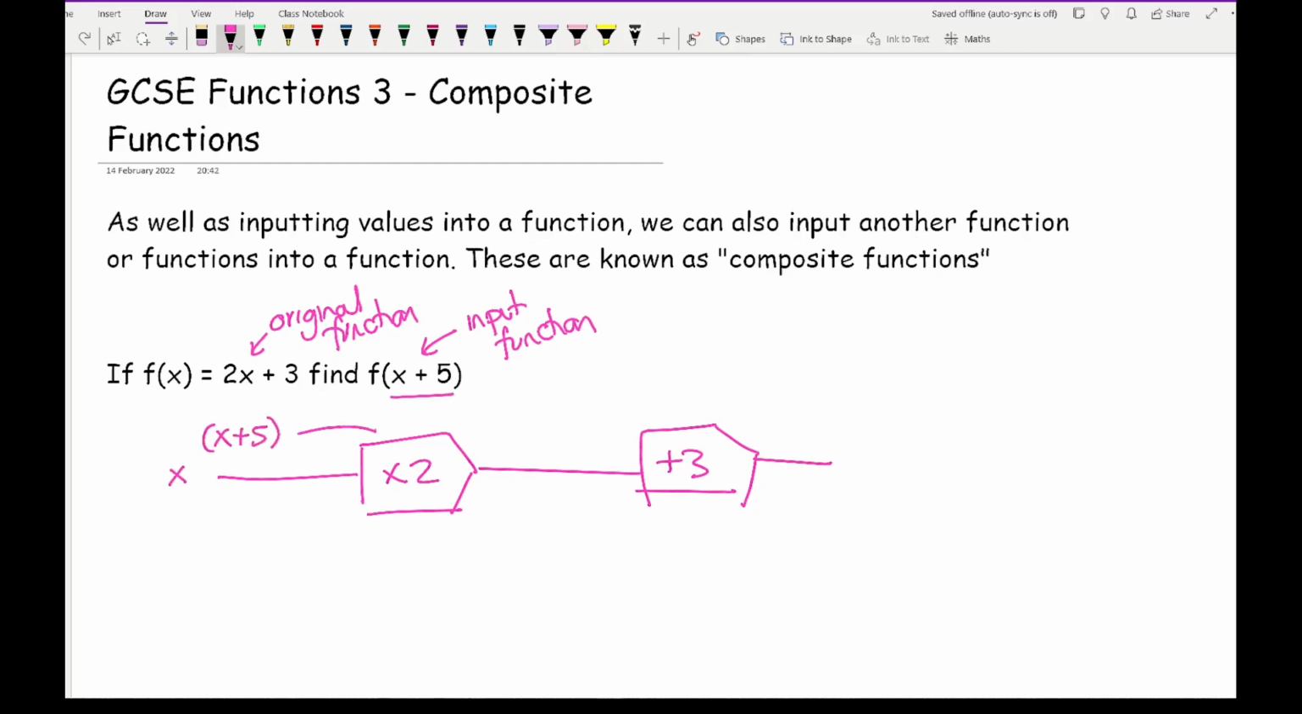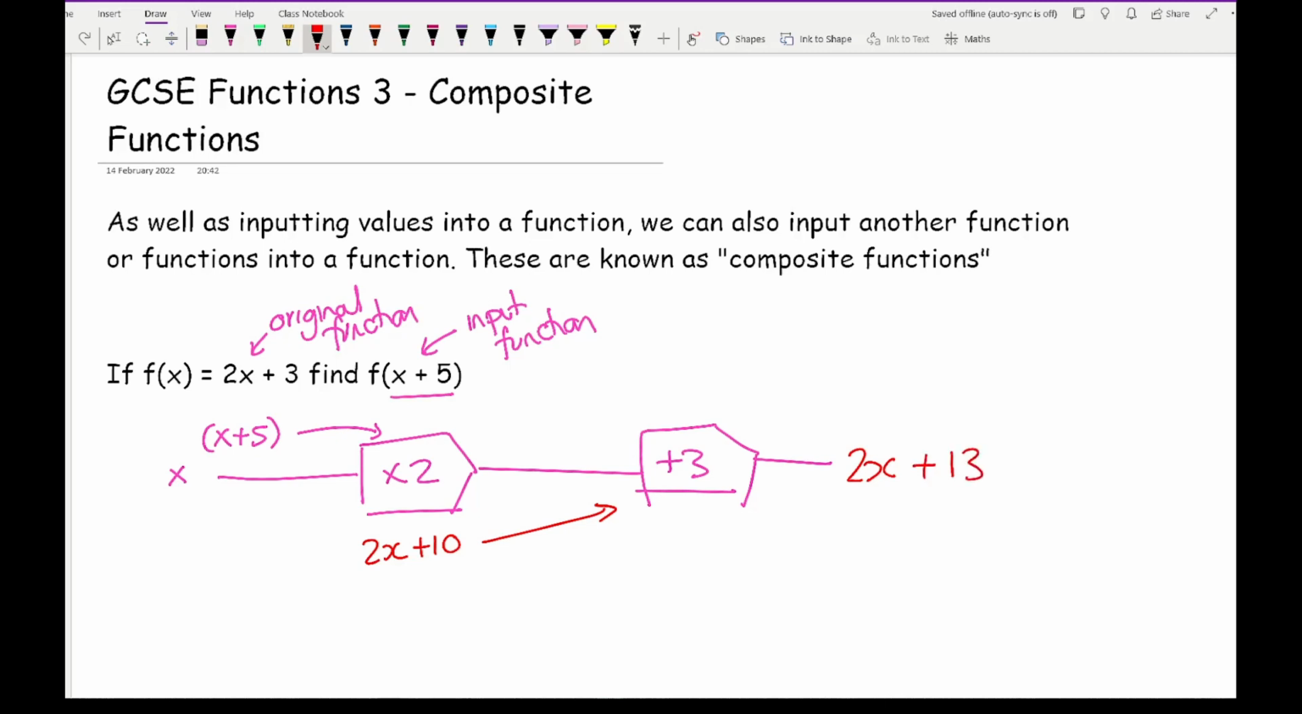So the first thing I'm going to do is double that. If I double all of that, what do I get? Well, I'm going to get 2x plus 10. Then I head towards this second operation that I've got to do, and I've got to add 3 to it. So then here, what I'm going to end up with is 2x, and then 10 plus 3, which is 13.